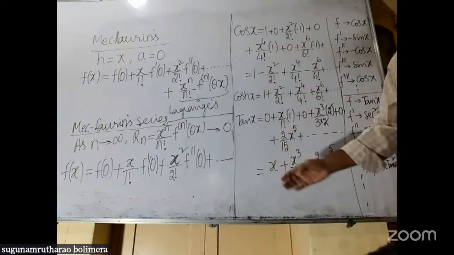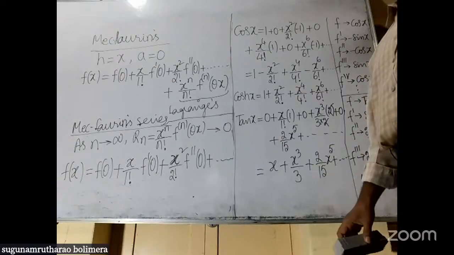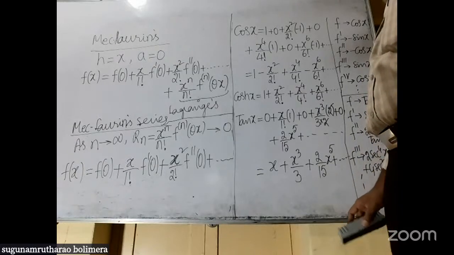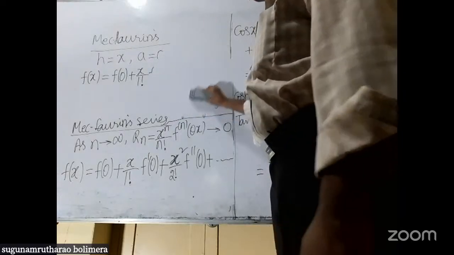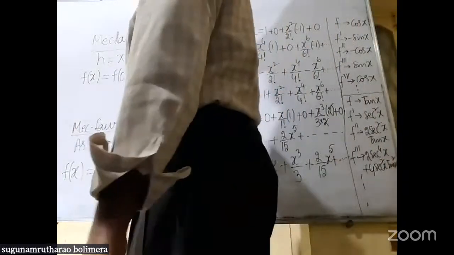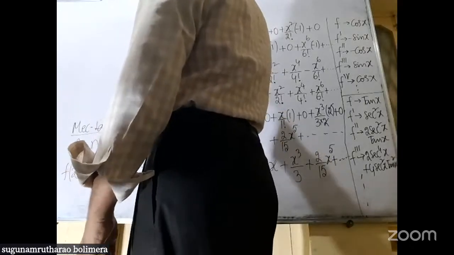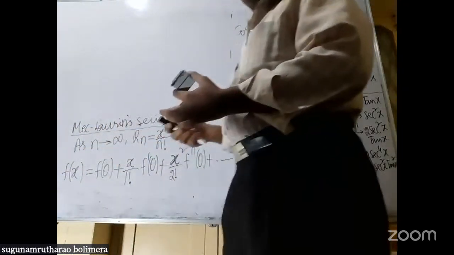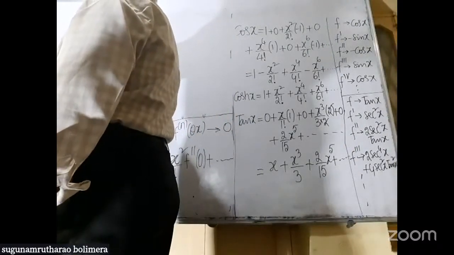So these are some important expansions. I'm going to give you some more expansions based on this Maclaurin series. Maclaurin series is nothing but the modification of Taylor series. The next one is tan inverse x.